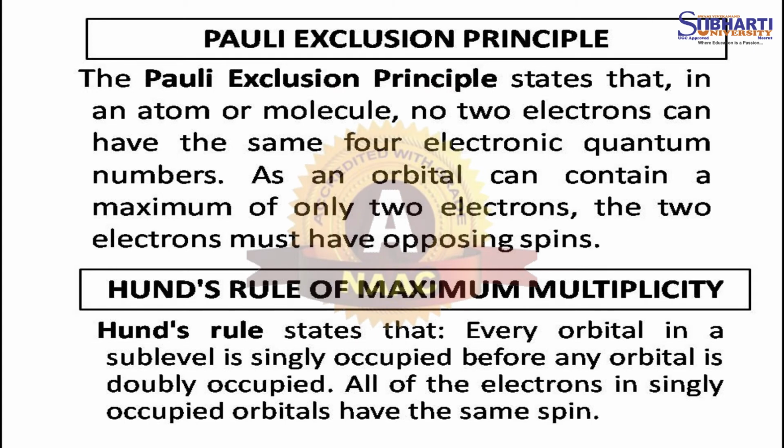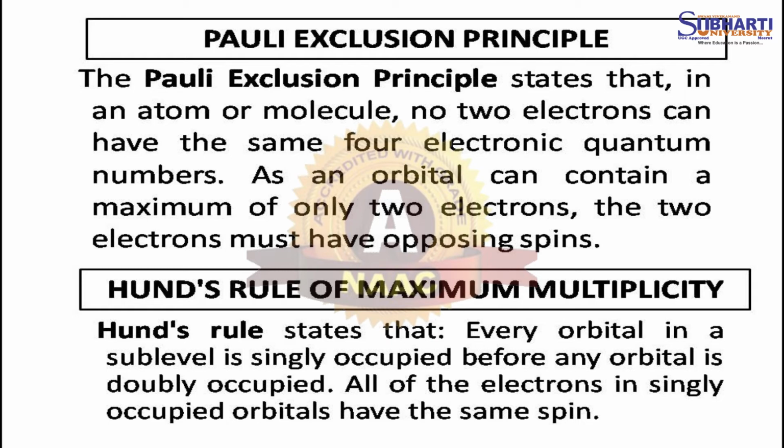Pauli exclusion principle. The Pauli exclusion principle states that in an atom or molecule, no 2 electrons can have the same 4 electronic quantum numbers, as an orbital can contain a maximum of only 2 electrons. The 2 electrons must have opposing spins.